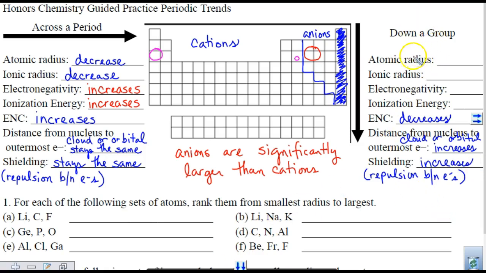So then, atomic radius. As you go down, you're adding energy levels, so the electrons are located farther and farther away, and so atomic radius will increase. And ionic radius follows the same pattern. It also increases as you go down.